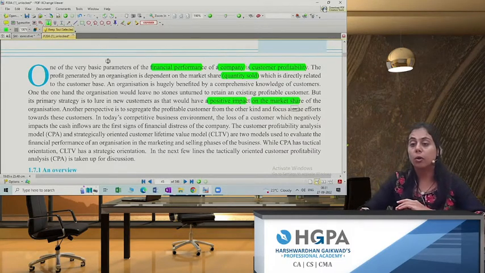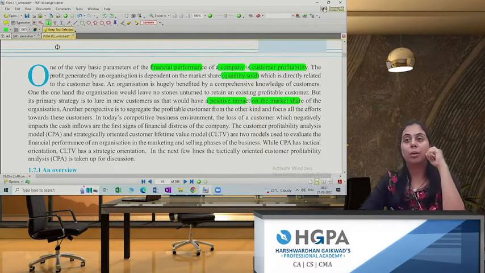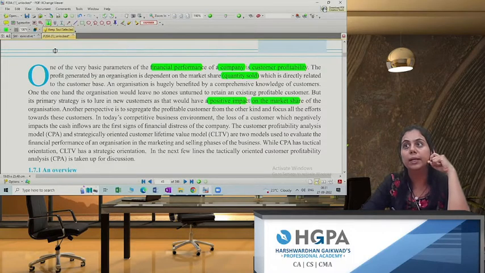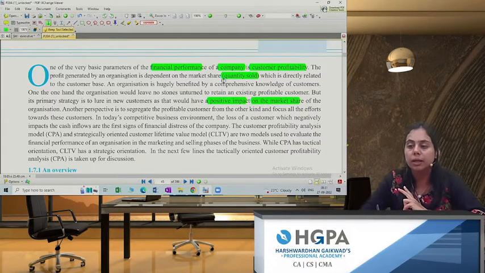On what? He did not say on profit, he said on market share. Market share means, if earlier we held 20% of the market, now we are holding 22%. That means what? A 2% increase. That is, there is a positive impact in the market.